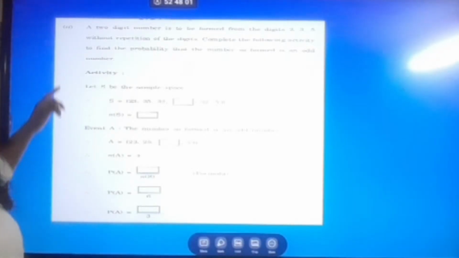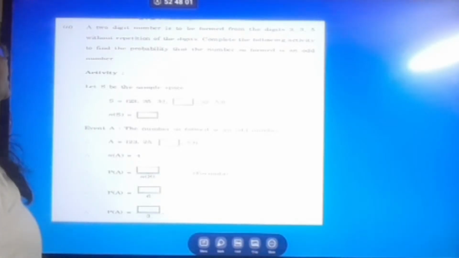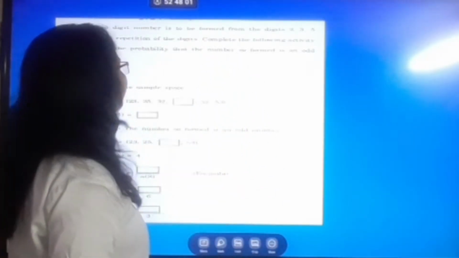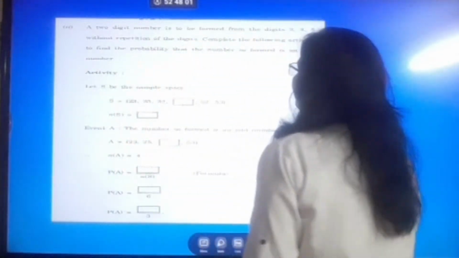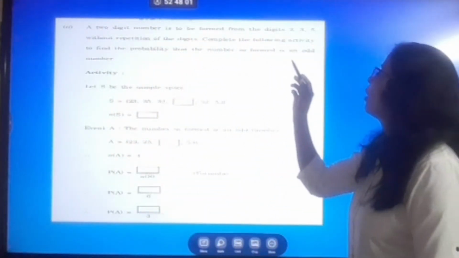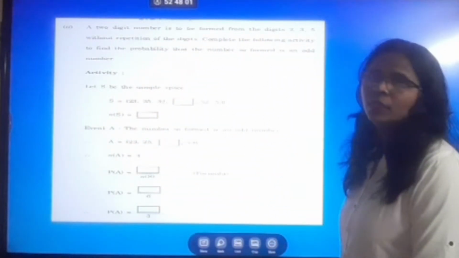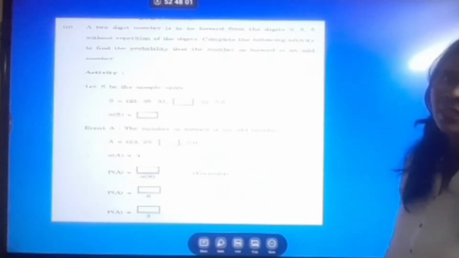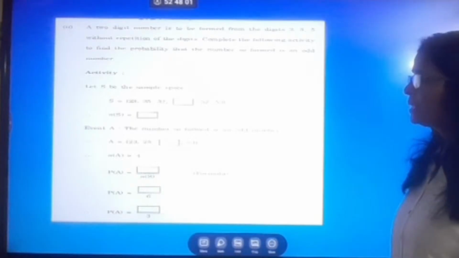Next example: a two-digit number is to be formed from the digits 2, 3, 5 without repetition of the digits. Complete the following activity to find the probability that the number so formed is an odd number. Okay, see here, let S be the sample space.